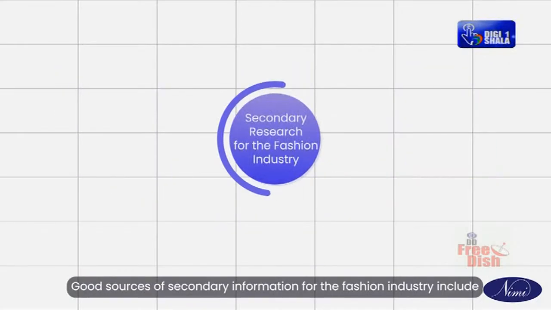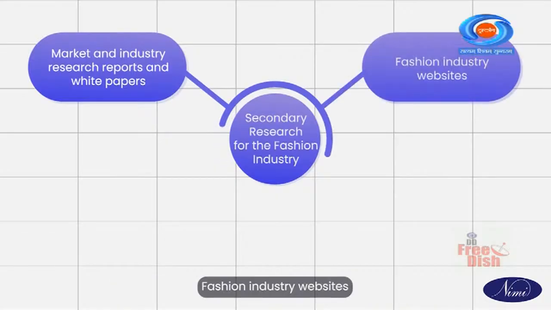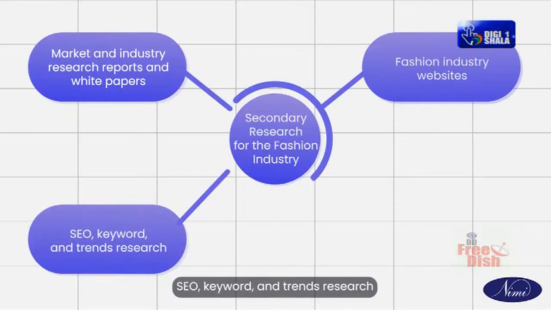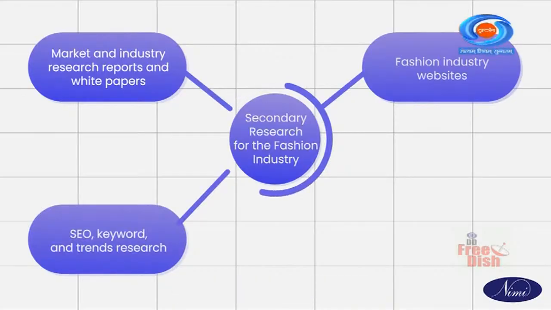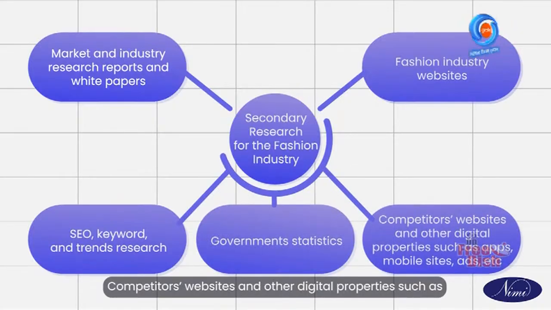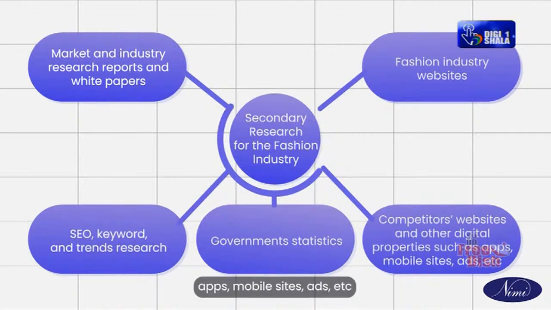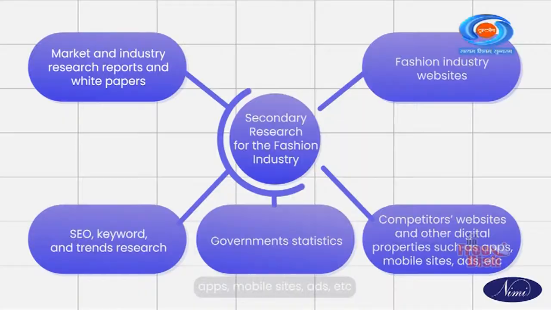Good sources of secondary information for the fashion industry include market and industry research reports and white papers, fashion industry websites, SEO, keyword, and trends research, government statistics, competitors' websites, and other digital properties such as apps, mobile sites, ads, etc.